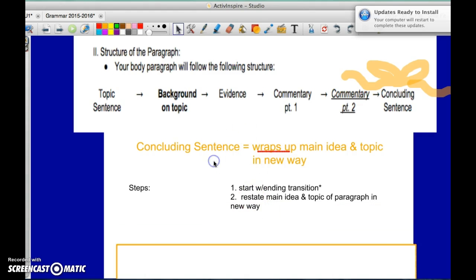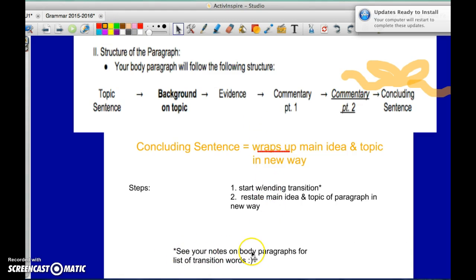So remember that a good step is to start with an ending transition. You can see your notes on the body paragraphs. I think it's the blue sheet in your ELA notebook, section 3, for a list of transition words. Then make sure that you restate this main idea and the topic of your paragraph in a new way. So not just a copy and paste, but use strategies to make sure that your ideas are new.